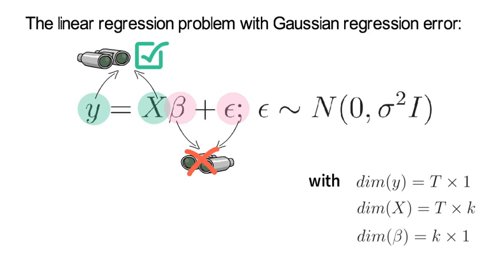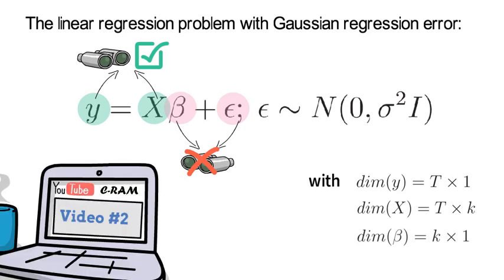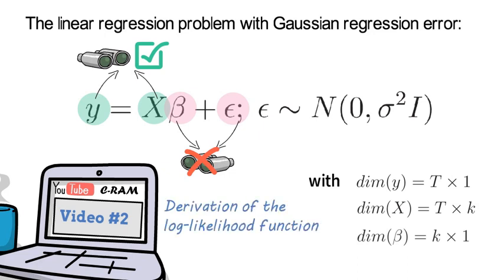And epsilon here is the Gaussian process. Its variance is a constant, sigma square, and it's multiplied by I, which here stands for the identity matrix, which would have dimension t times t. Now, in the next video of that sequence, I will derive explicitly the log likelihood function for that Gaussian regression model.